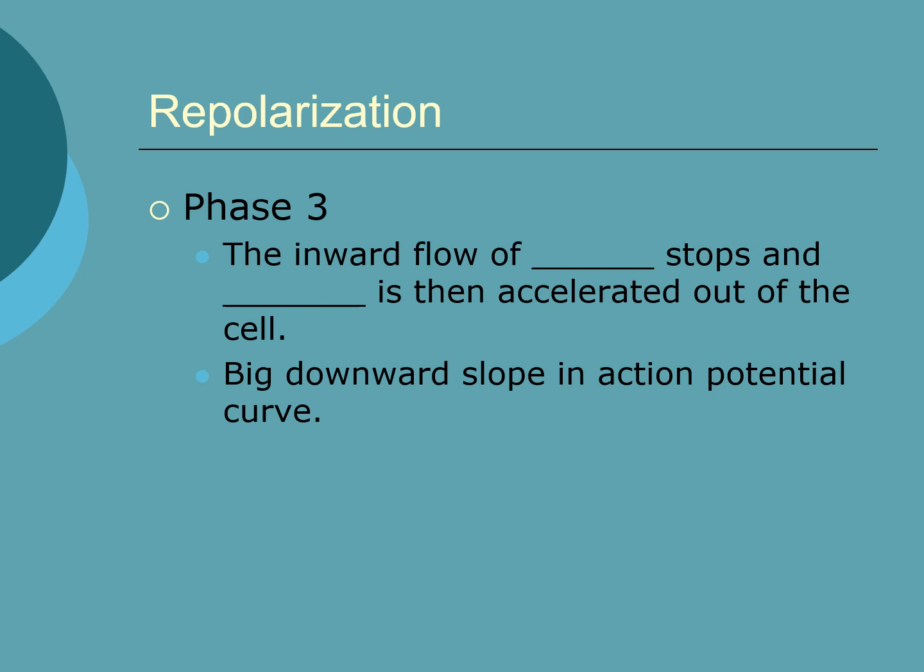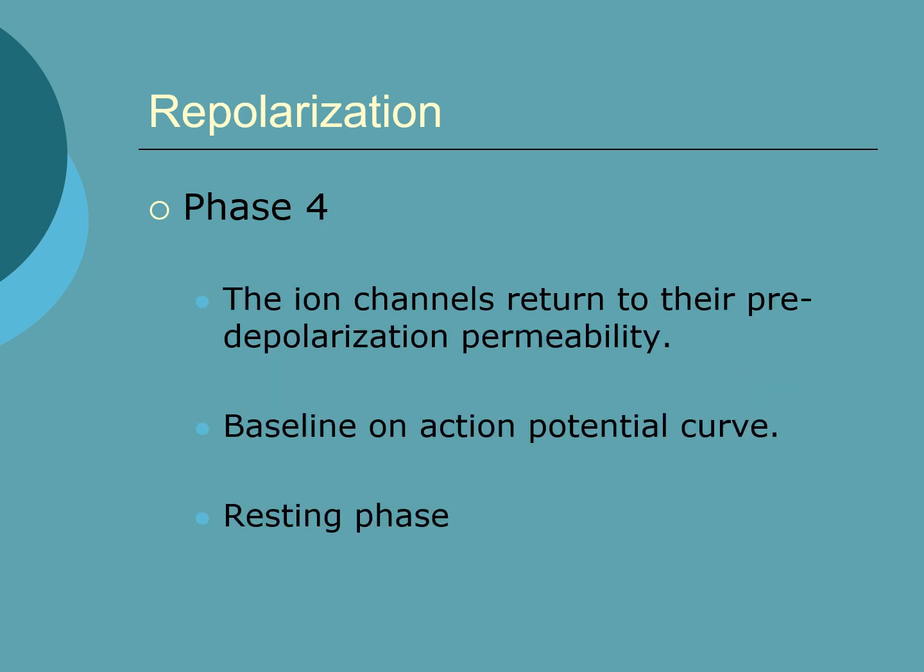In phase 3, we're looking at the inward flow of calcium being stopped, and then potassium will accelerate out of the cell. This is that big downslope, or phase 3, of that action potential curve that you were looking at on that slide previously. This is what we're looking at for phase 3 of repolarization.